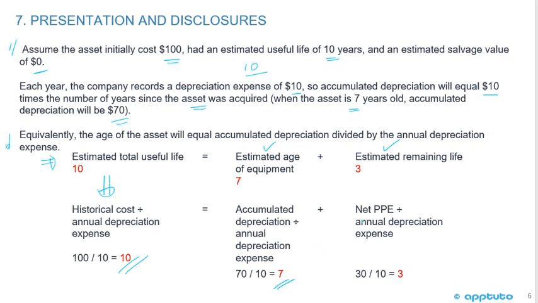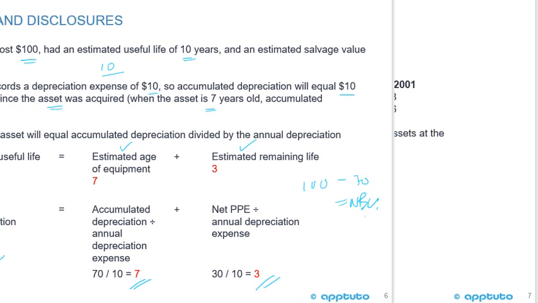And our estimated remaining life would be based on the net plant, property, and equipment. It cost us 100, and we have accumulated depreciation of 70, so our net book value is 30. That's our net PP&E. 30 divided by the annual depreciation expense of 10 would give us our 3. So that's a quick little example that shows you how we run through these simple calculations with regards to estimated age of equipment, estimated remaining life, and estimated total useful life.